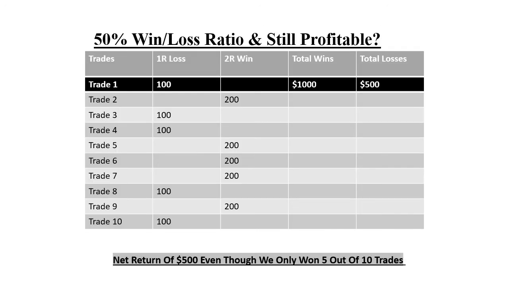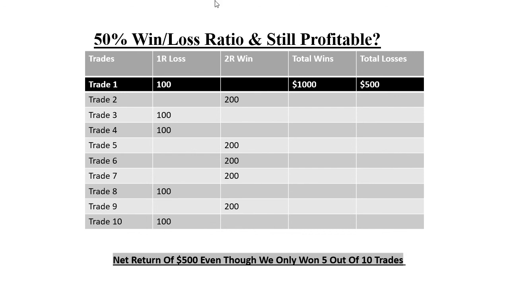How? So, 50% win-loss ratio and still profitable, right? Let's say trade 1, you make 100, trade 2, you lose 100, make 100, lose 100, lose 100, make 200, make 200, make 200, lose 100, make 200, lose 100, right? So now we can see we lost 5 times and we won 5 times. That's a 50% win rate, right? And a 50% lose rate.